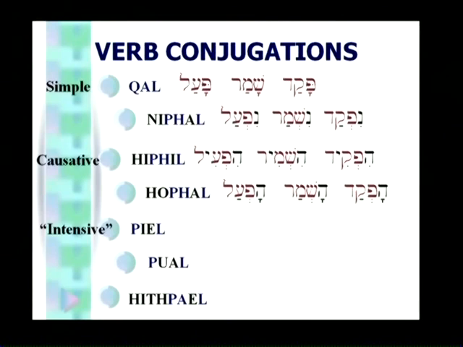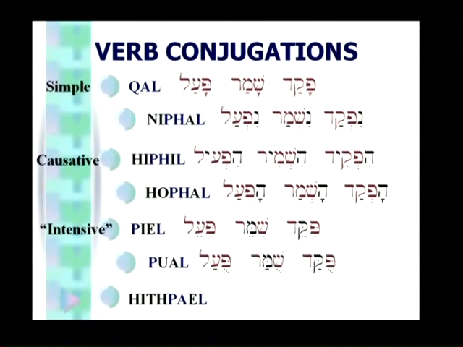And then the so-called intensives, but please don't tie yourself too much to the intensives. They're not always intensive in meaning. Pi'el, he made. Shimer, he kept. Piked, he visited. We already had diber, he spoke, which is a piel. Kidesh, he sanctified, or he was holy, in a piel. The pual is the passive. Pual, shumar, pukad. Notice the vowels are the same as in the name.